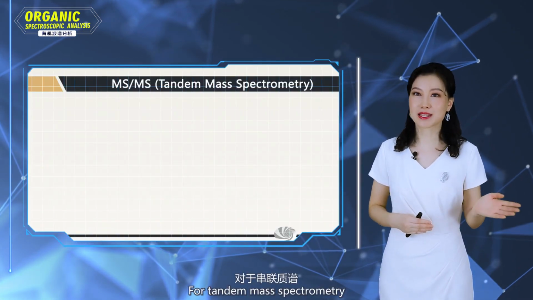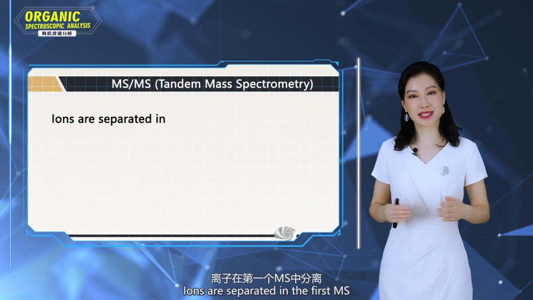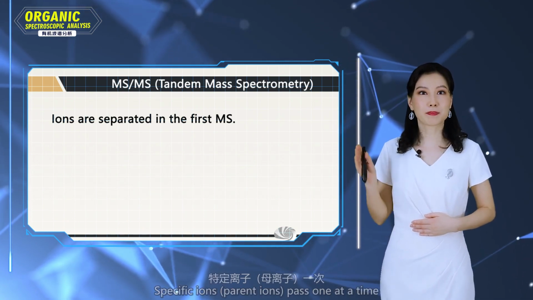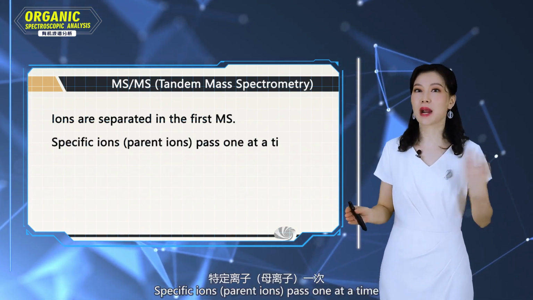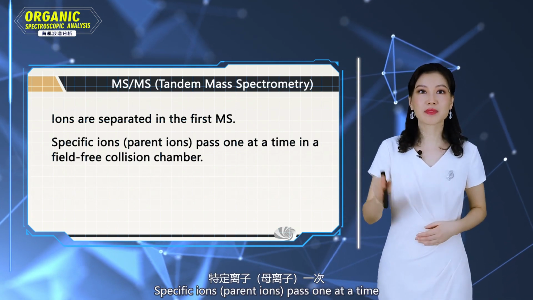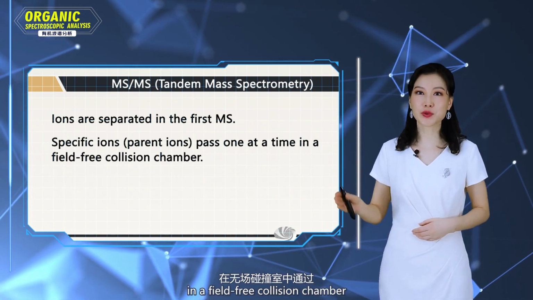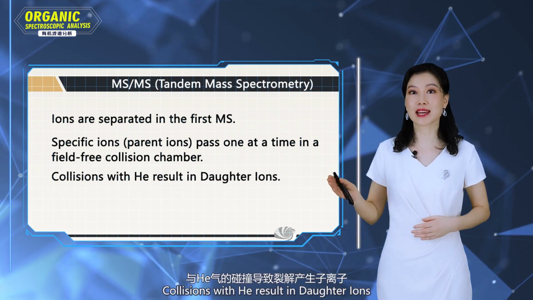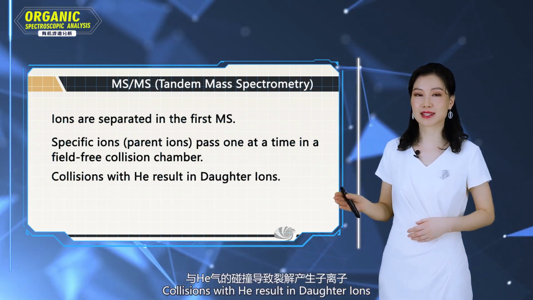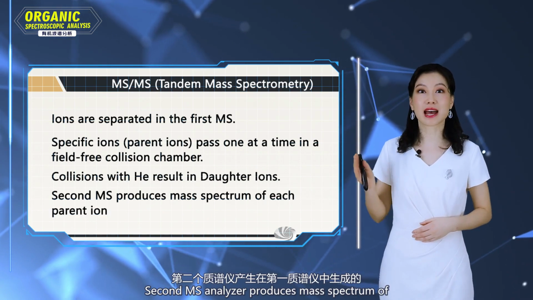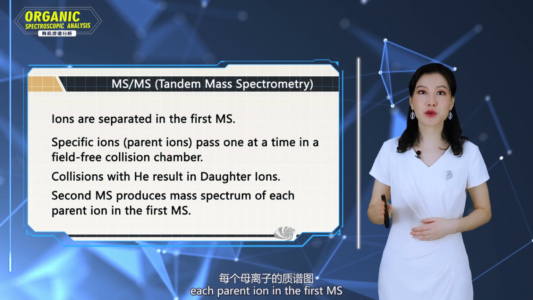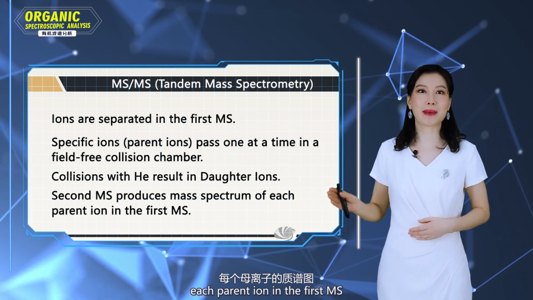For tandem mass spectrometry, ions are separated in the first mass spectral analyzer. Specifically, parent ions pass one at a time into a field-free collision chamber. Collisions with helium result in daughter ions. The second mass analyzer produces a mass spectrum of each parent ion from the first MS.